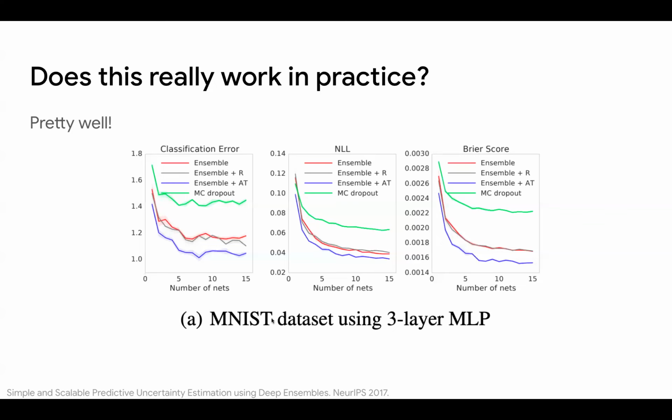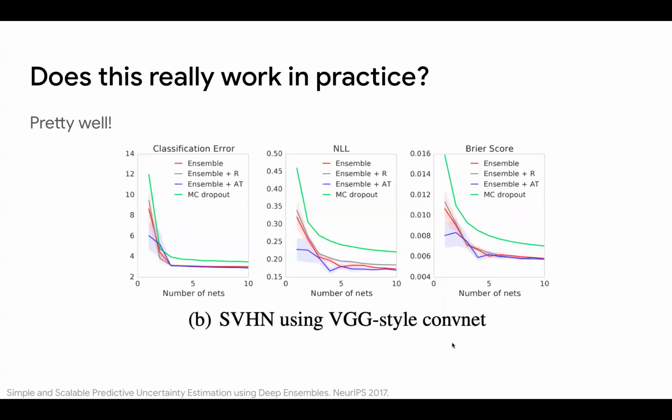So that was the MNIST results with a relatively small network. But you can also do this with other types of models like VGG or SVHN. And actually, this is quite scalable. So you can use ensembling for any type of model, because you can simply train multiple models and average the outputs.